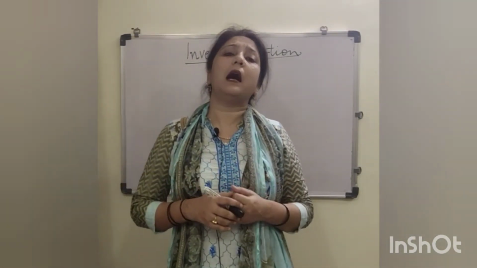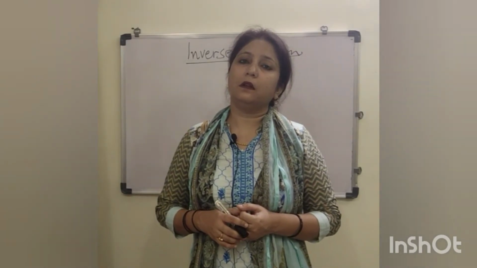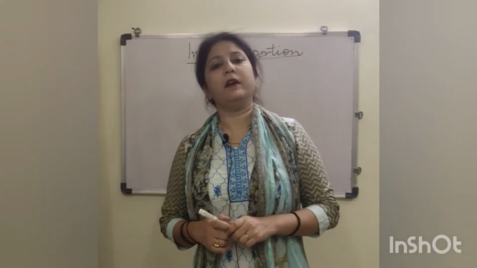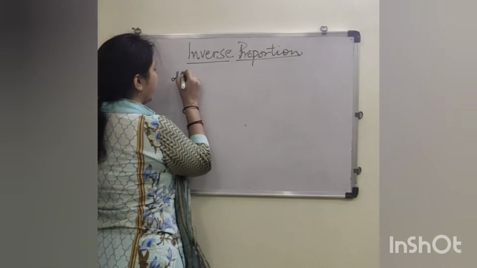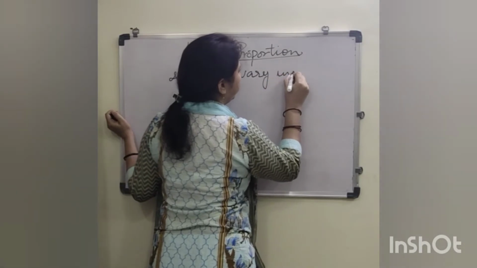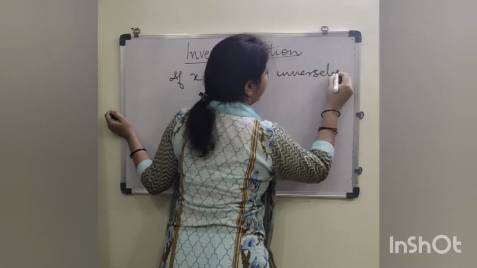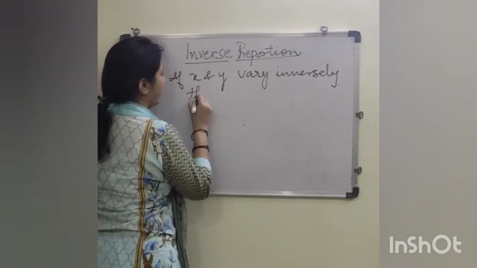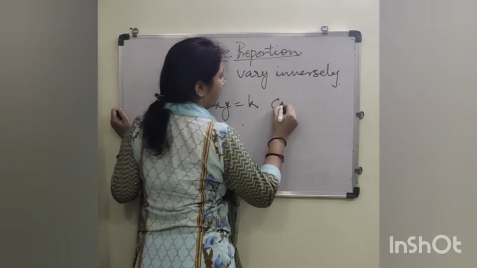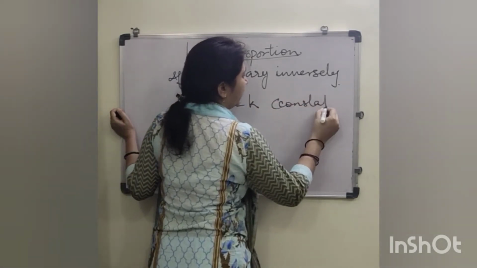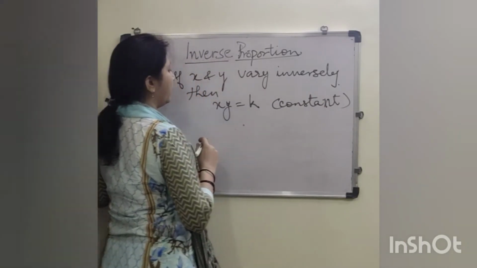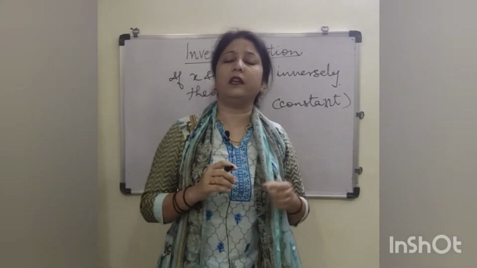If x and y are two quantities and they vary inversely, then their product, that is x into y, is a constant k, where k is known as the constant of variation.